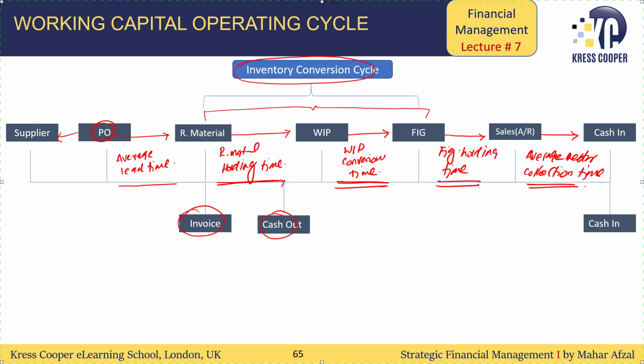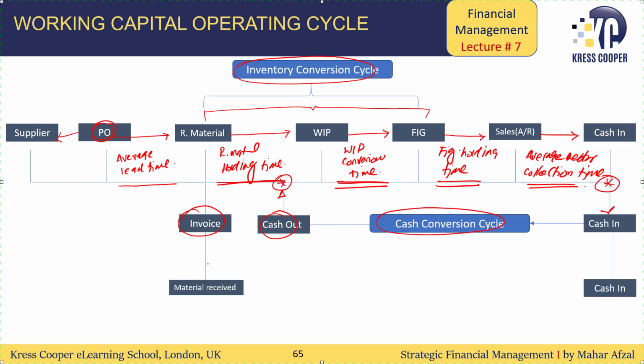Thus, this is the time that Mr. A will pay cash to the supplier, and Mr. A will get money from the customer at this point. The time in between when this cash goes out and when this cash comes in, the timing difference between these two points, is called my cash conversion cycle.